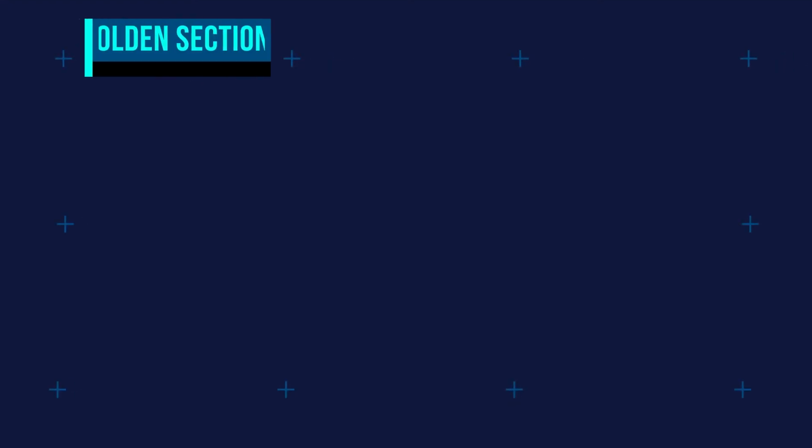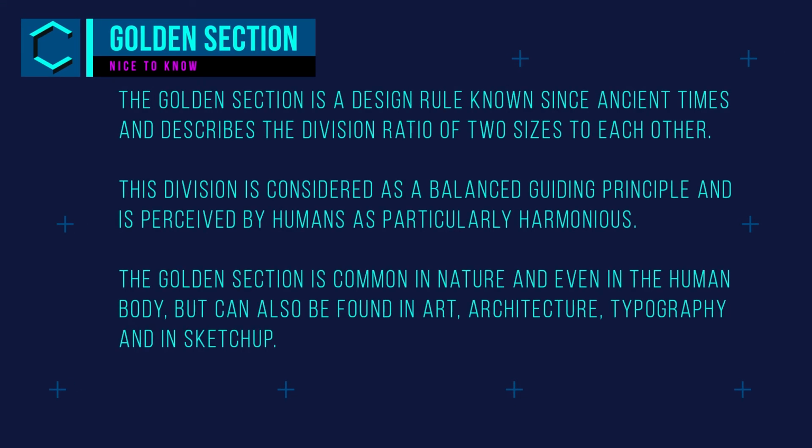Side note: the golden section is a design rule known since ancient times and describes the division ratio of 2 sizes to each other. This division is considered as a balanced guiding principle and is perceived by humans as particularly harmonious. The golden section is common in nature and even in the human body, but can also be found in art, architecture, typography, and, of course, also in SketchUp.